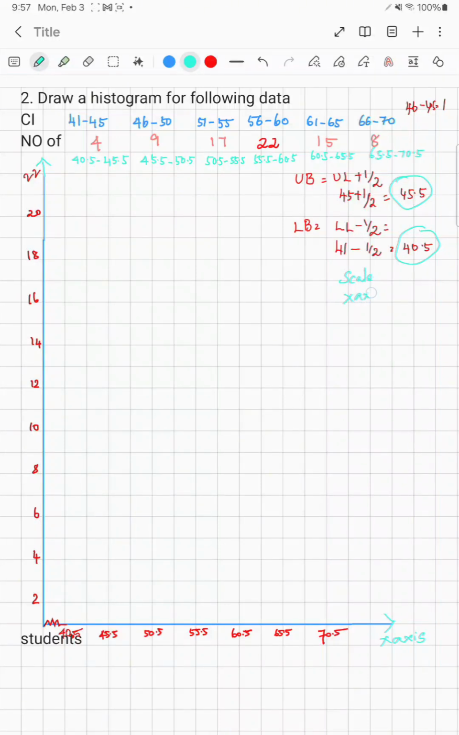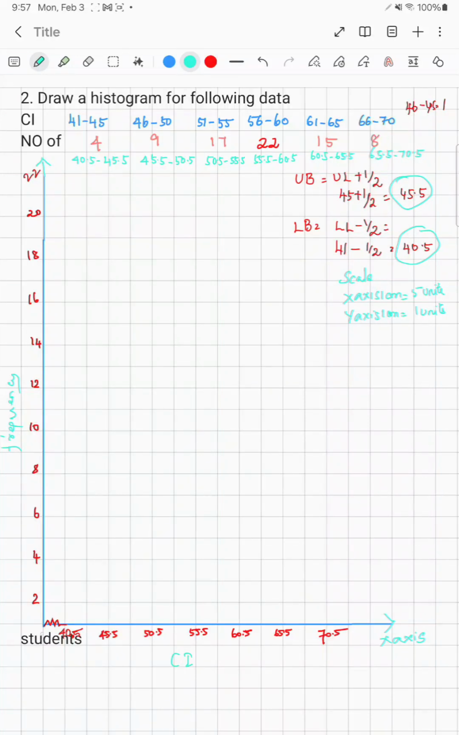Okay, so here is your graph, then we have to mention the scale. On the x-axis, 1 centimeter equals 5 units, and on the y-axis, 1 centimeter equals 1 unit. That's all our conditions. Now we can draw the histogram. So for 40.5 to 45.5, this is your frequency, the number of students, and this is your class interval.